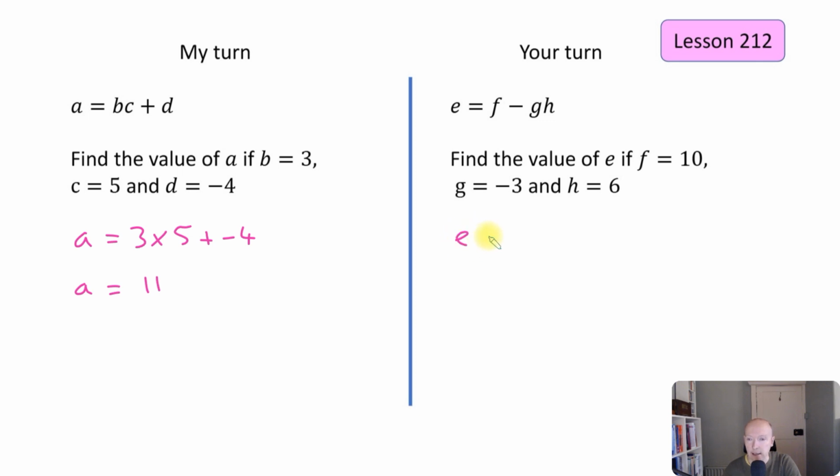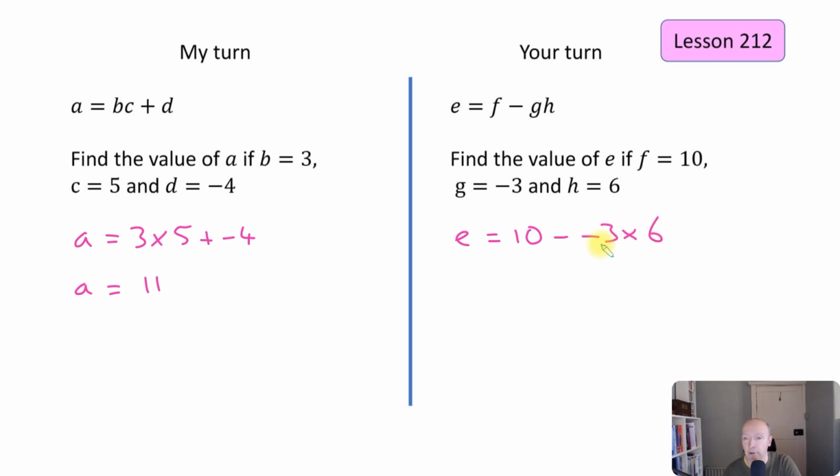Okay, so I've got E equals, right, so I know F is 10, minus, now G is minus 3. Watch that double negative. If you made a mistake here, it's probably because you didn't see the two negatives. So that minus there is this minus here. G is minus 3, so minus 3, again, invisible times here, so times 6.